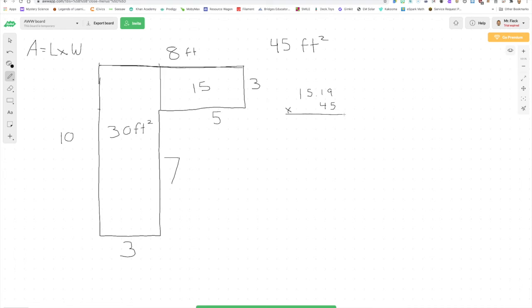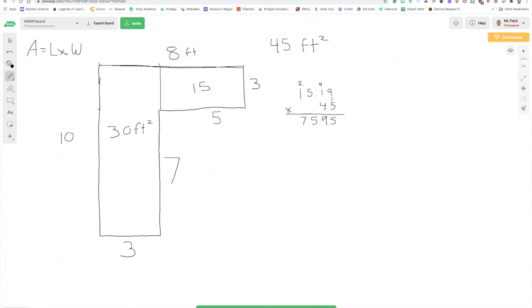Because I need to multiply, if that's square feet, and I have 45 square feet, it's going to cost me $15.19 per square foot. So now I'm just going to multiply. 5 times 9 is 45, so I put the 5 and carry the 4. 5 times 1 is 5, plus 4 would be 9. 5 times 5 is 25, so I put the 5 and carry the 2. 5 times 1 is 5, plus 2 is 7, and the 5 is done.